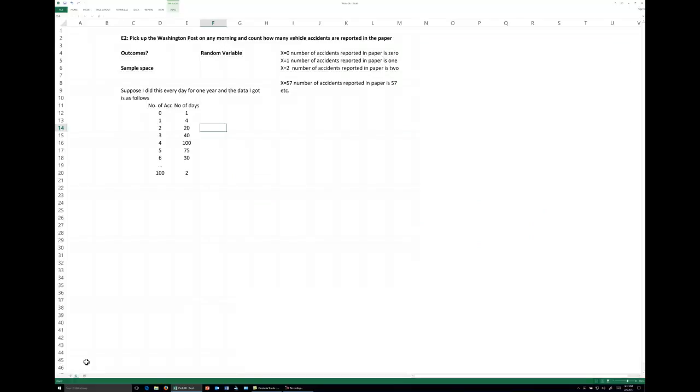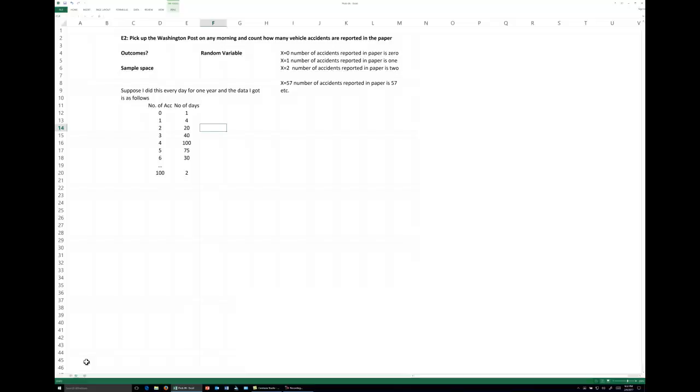Here's a different experiment that we're looking at. I pick up the Washington Post on any morning, and I read the newspaper, and I just count how many vehicle accidents have been reported in the paper. Again, just as in the previous case, we use a shorthand, the letter X, to label the outcomes from this experiment. What possible outcomes could you have? You read the newspaper, and you might find that on the particular day that you read it, no accidents have been reported. So X could be 0.